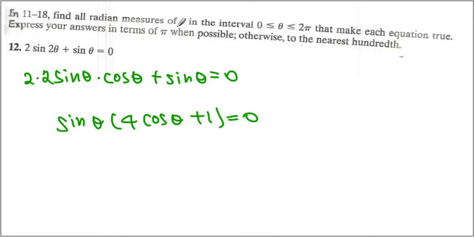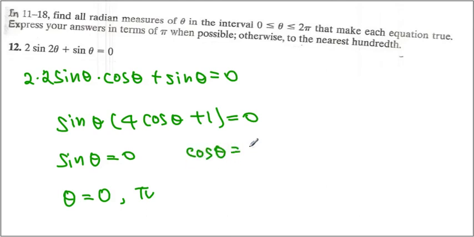Find all radian measures of theta. Express in exact form when possible, otherwise to the nearest hundredth. So here we have sine theta has to be equal to 0. When do we have sine theta equal to 0? That's right, either 0 or pi. So 0 radian or pi radian. Here we have cosine theta has to be equal to negative 1/4.